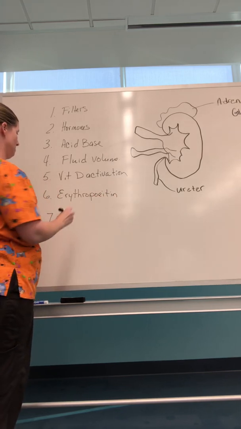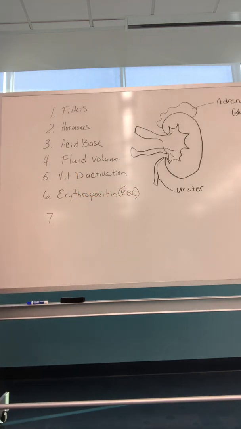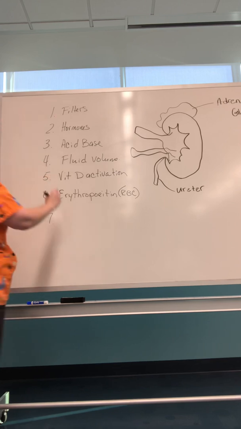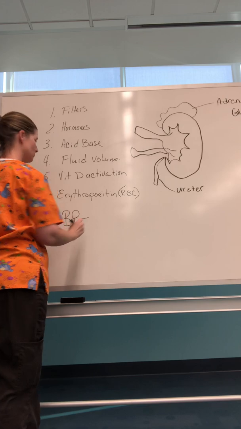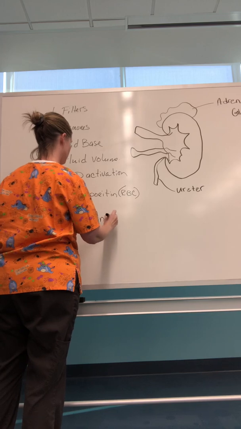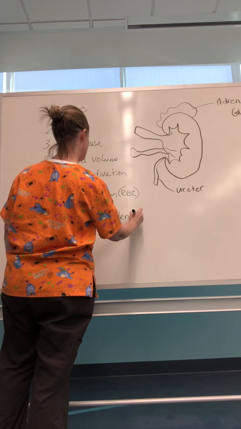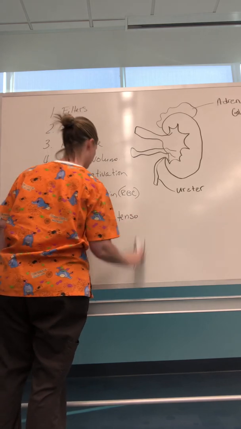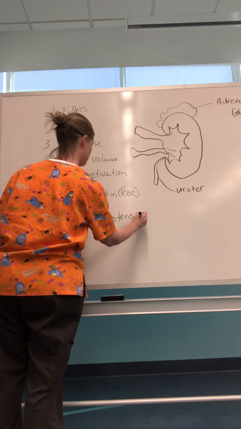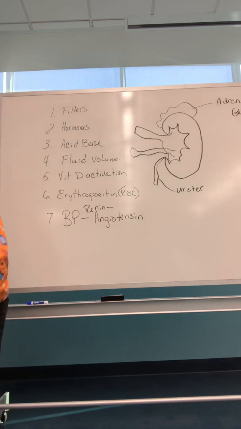What else? Helps with blood pressure. What's the system that it, renal, aldosterone, angiotensin. So the angiotensin system, right? Renin. Angiotensin, is it an O or an I? I. Angiotensin. Okay, the renin-angiotensin system. That's a lot of stuff, right?